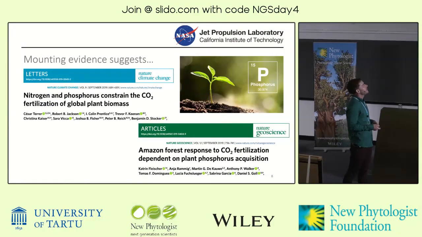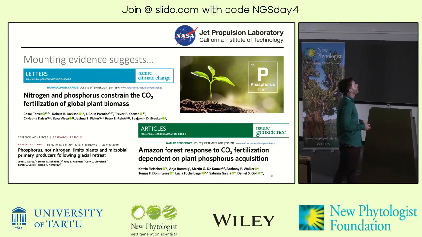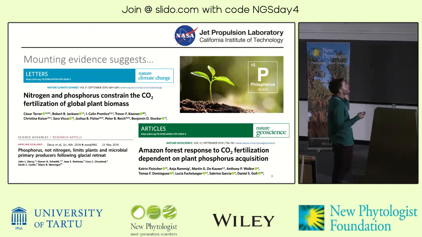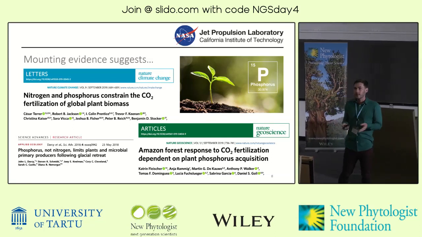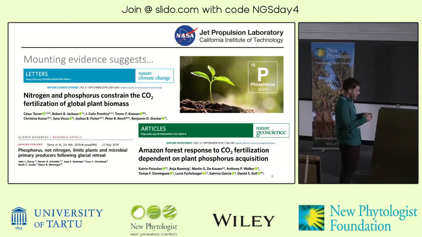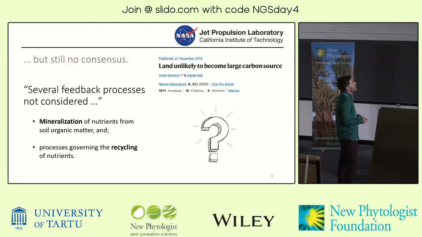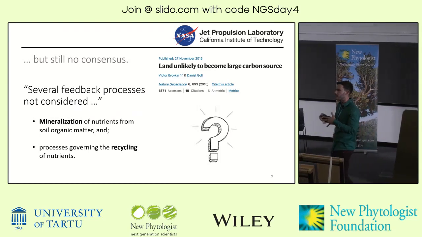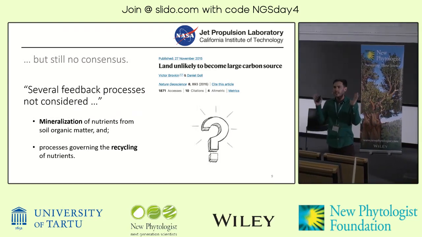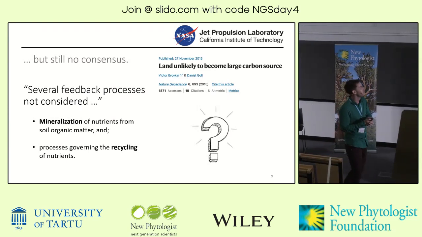So we have mounting evidence suggesting that nitrogen and phosphorus do constrain the CO2 fertilization effect and plant biomass globally. However, this paper got a reply, and I love when that happens in science. Someone writes a paper and then a comment just comes back a few months later and people start discussing. This is my highlight when I'm reading papers.